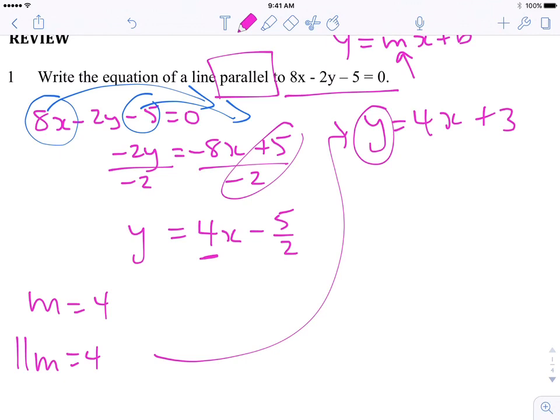I could put that in standard form. If I want standard form, I just have to sneak the y in there instead, and I have to write this 4x minus y plus 3, and it would equal 0. If the y comes over, I'd be left with 0 over there. So either one of those would be the right answer.